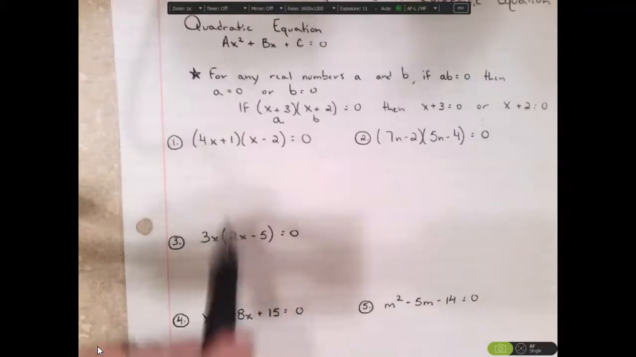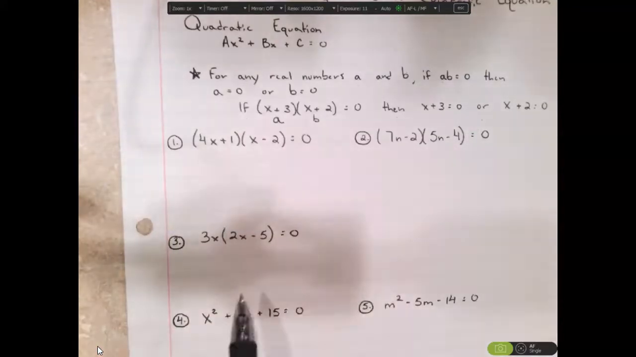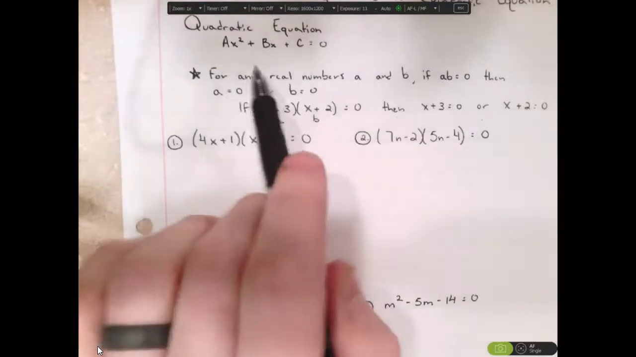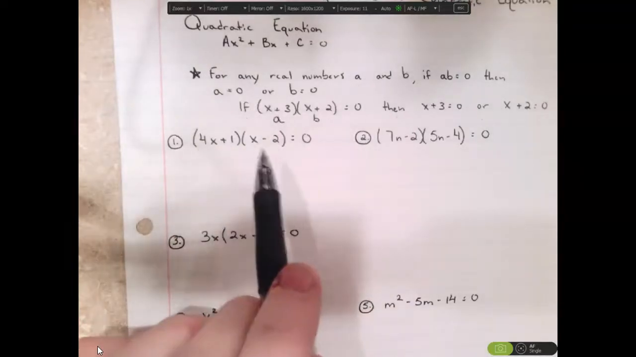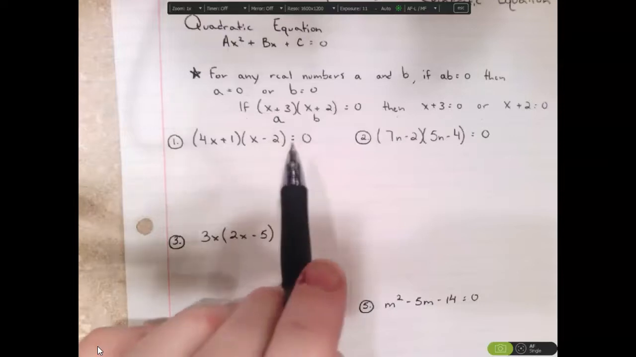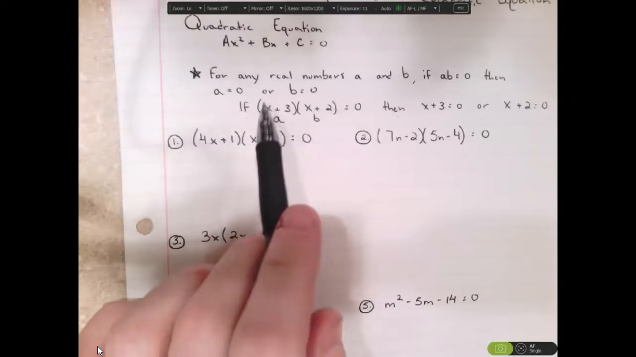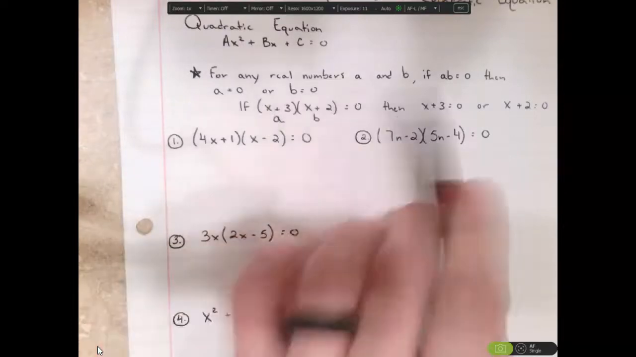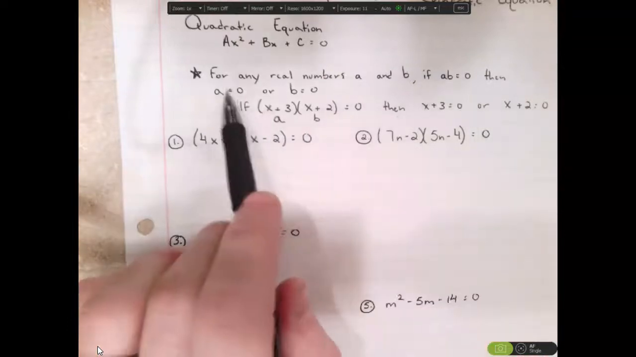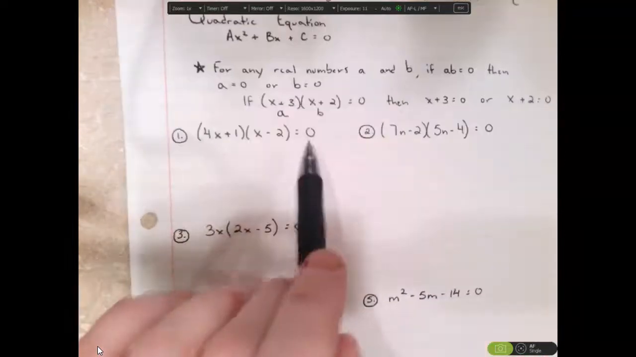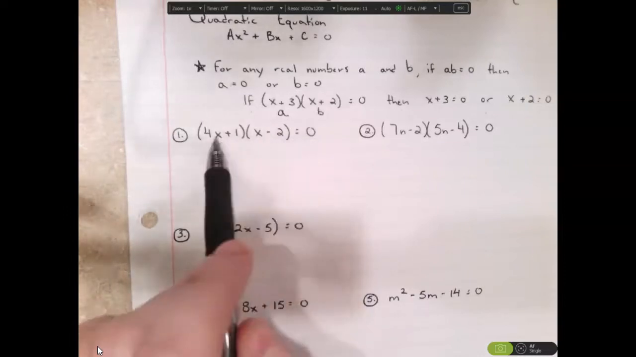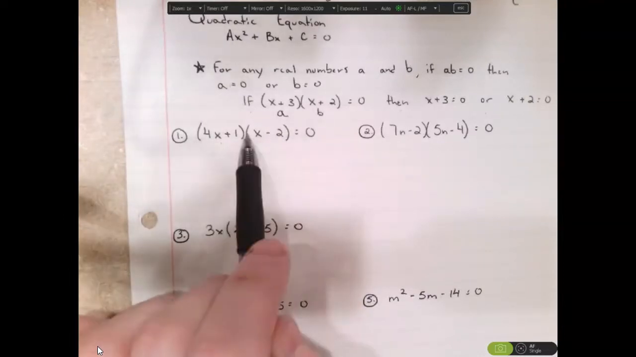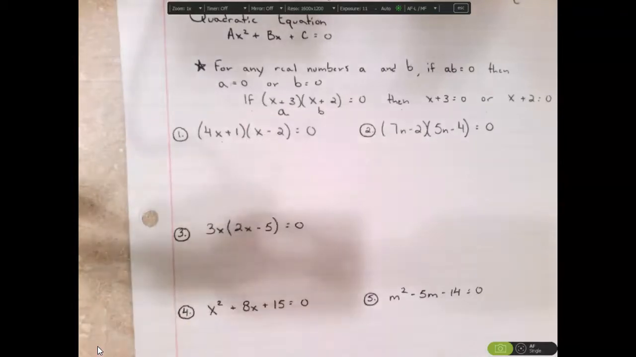So on problems 1, 2, and 3, the quadratic equation has already been factored for us, and it's already been broken down into 2 parentheses. And it's equal to 0, which follows our rule of if a times b equals 0, then a or b is 0. Well, here we have an a and a b. It equals 0, so we know that one of these is 0. We want to find out what that other solution could be.